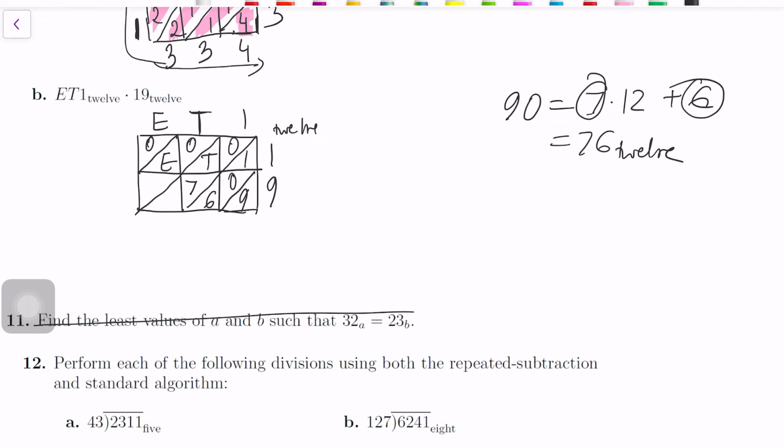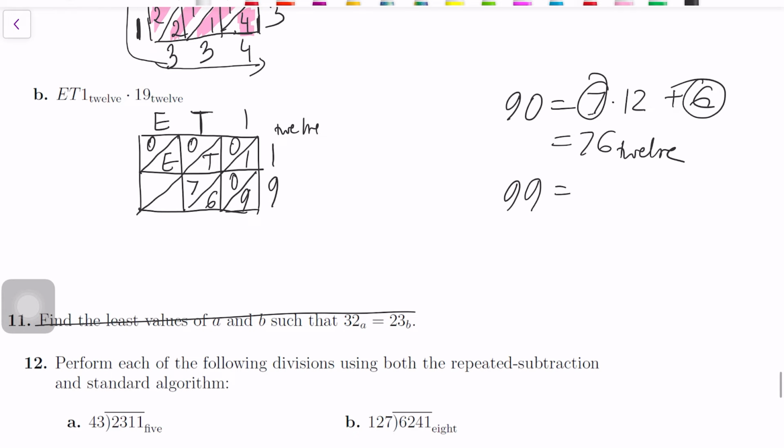Okay, and 9 times E, so E is 11. 9 times 11 is 99. So that's, I think, 8 times 12 would be 96 and 3 units. So that's 8, 3 in base 12.